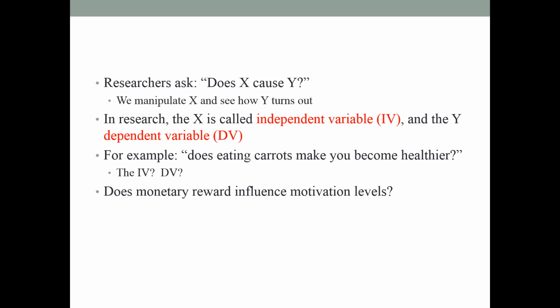Now, take a look at another example. Does monetary reward influence motivation levels? You give people more money, they are more likely to perform better, right? Now, in this case, what is the IV? What is the DV? Monetary reward will be the IV, and motivational levels will be the DV.